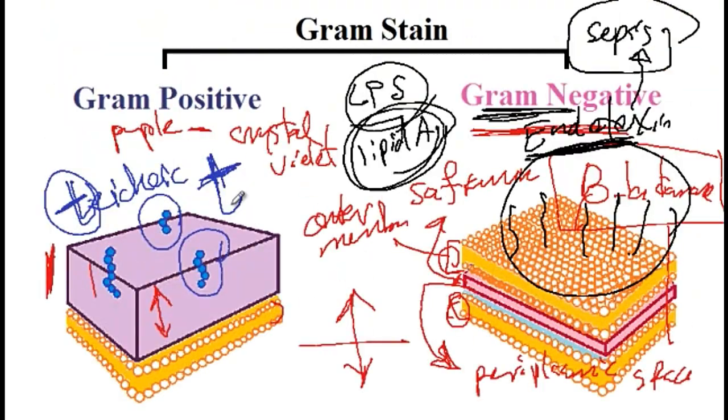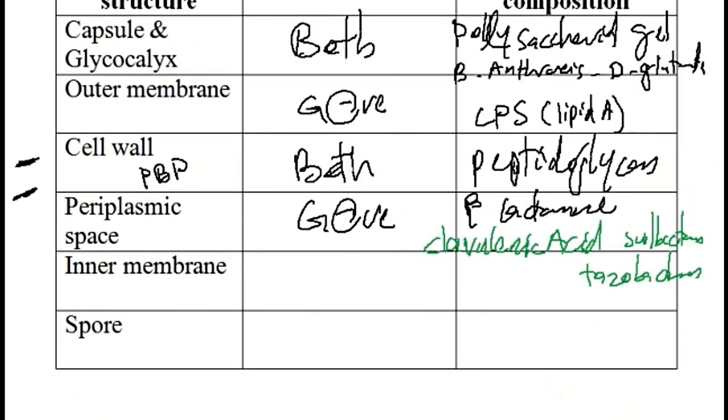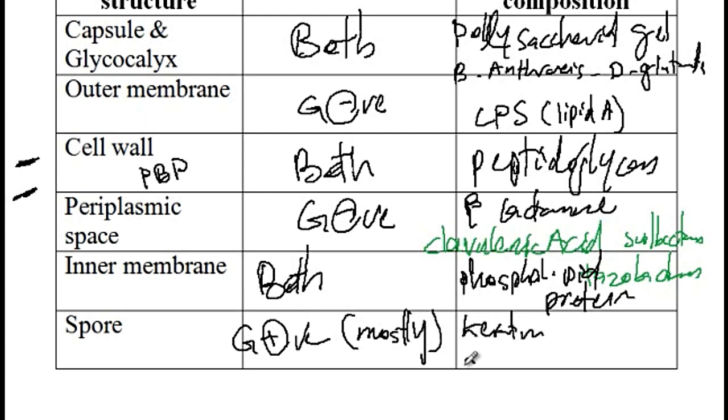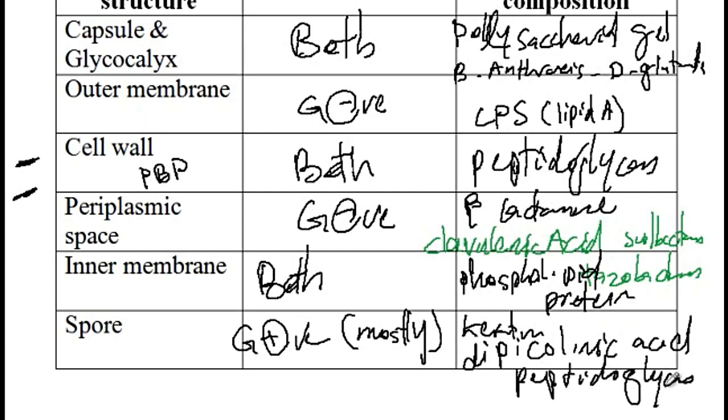And then the inner membrane is seen in both gram-positive and gram-negative, while the outer membrane is only present in the gram-negative. Of course, the components of the inner membrane include the phospholipid and the proteins that are embedded inside. And then spores are mostly seen in gram-positive bacteria. They are made of a keratin-like coat, as well as dipicolinic acid and peptidoglycan. And spores make the bacteria resistant to drying and chemicals.